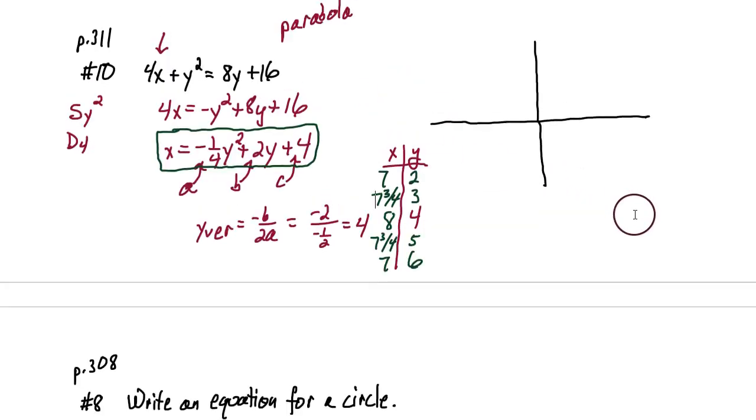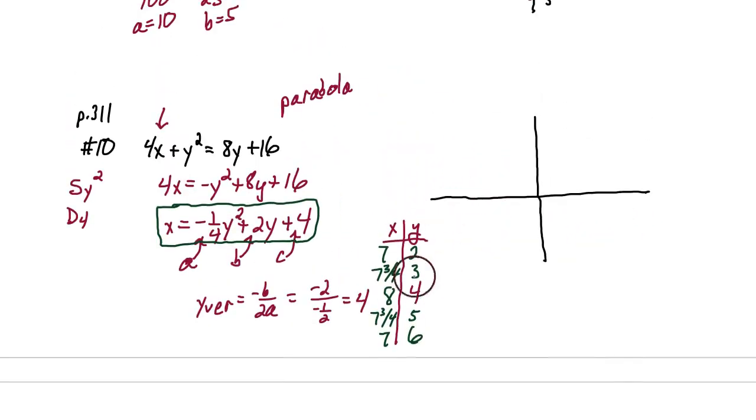Now we can graph. On the x-axis, the numbers that we have in our chart are between 7 and 8. 1, 2, 3, 4, 5, 6, 7, 8. And we have some fractions. We're going to be guessing in between there. Look at the y's. They're all positive, and they get up to 6. So 1, 2, 3, 4, 5, 6.